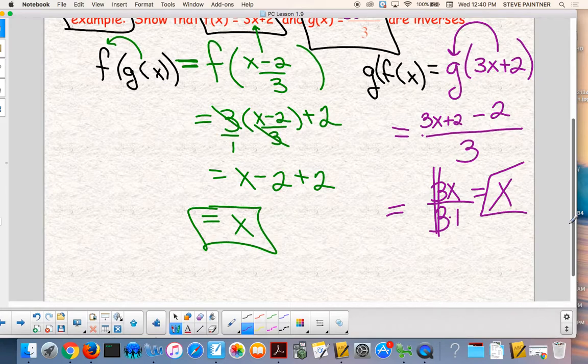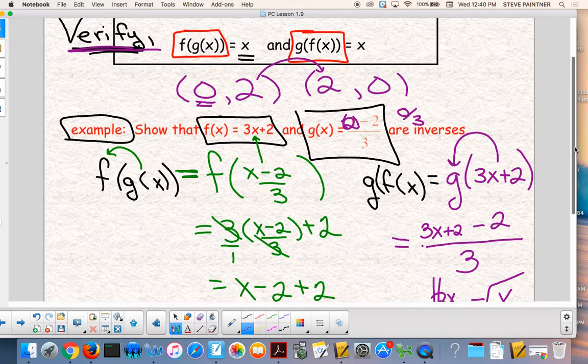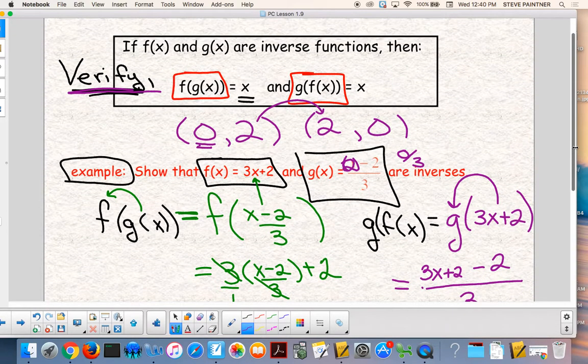And you will always do it when you see what word? Verify. In your book, if it says verify, verify means do this, get x, do this, get x. And the most important thing to me on a test is what? Work. I could care less. If you guys just write f of g of x equals x, you get no credit. You got to show the work. Okay. All right. Next up.